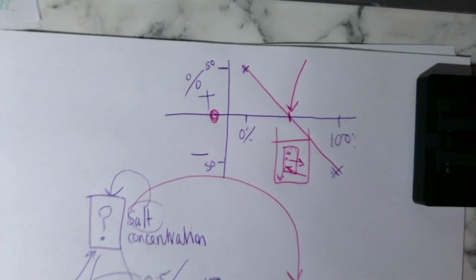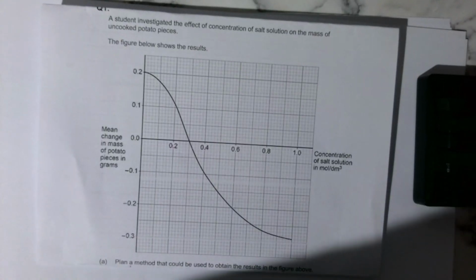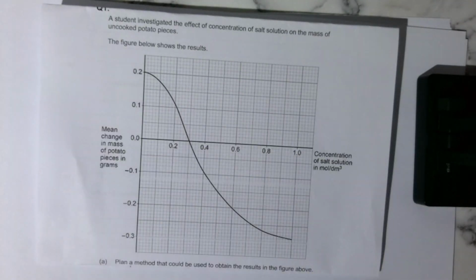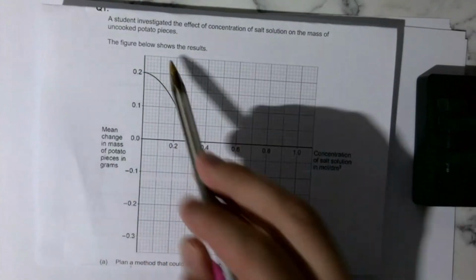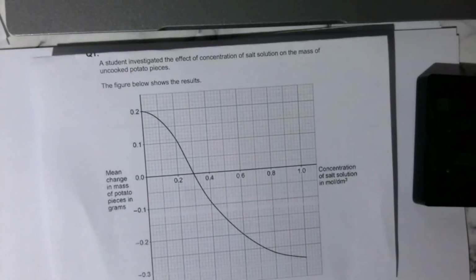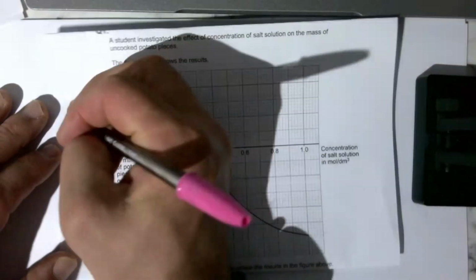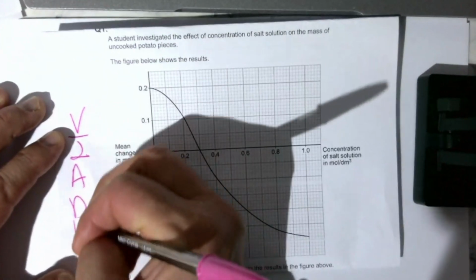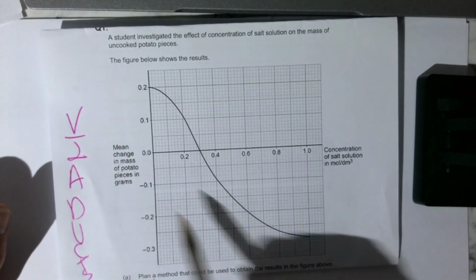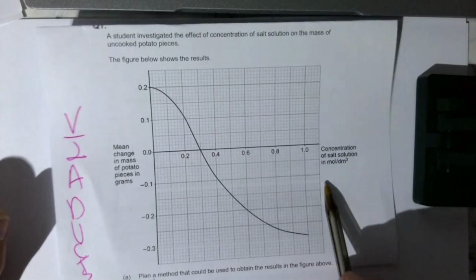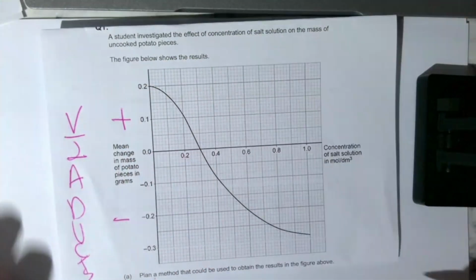So let's have a look at what a difficult, challenging question looks like. This here is a 6-mark plan an investigation, a classic osmosis question. It's beautiful because it's got a lot of information on it. It says, a student investigated the effect of concentration of salt solution on a potato, gives the results, plan a method. Well, this comes back to our viaducts here because we're changing something. We can see here, independent variable we're changing. You can see there that's increase, that's decrease.